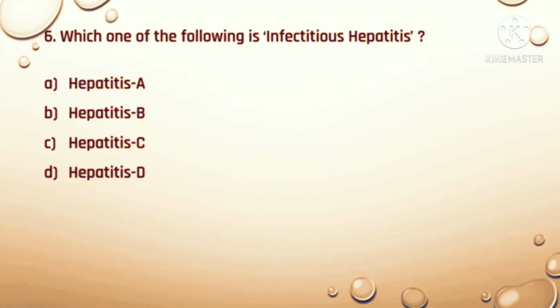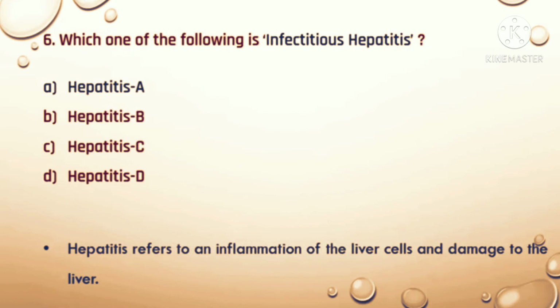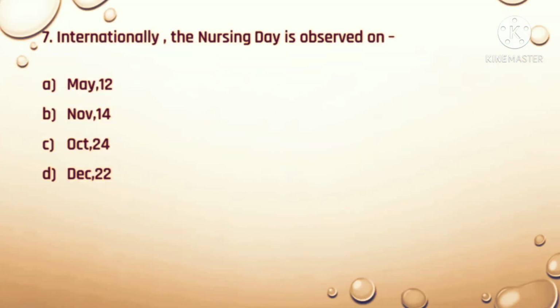And the next question, which one of the following is infectious hepatitis? Hepatitis A, hepatitis B, hepatitis C, and hepatitis D. The right option is hepatitis A. Hepatitis is nothing but the inflammation of hepatic cells. Hepatic cells are liver cells.